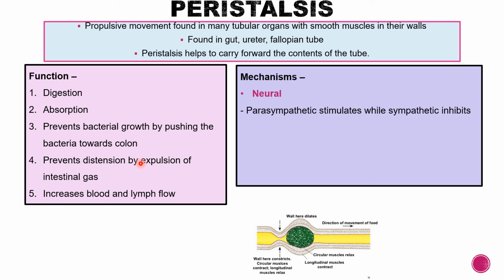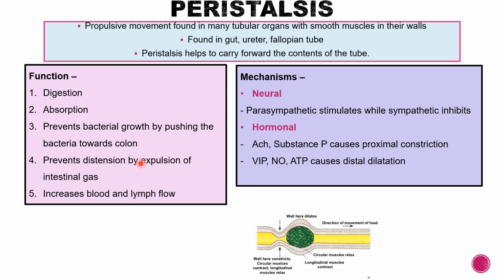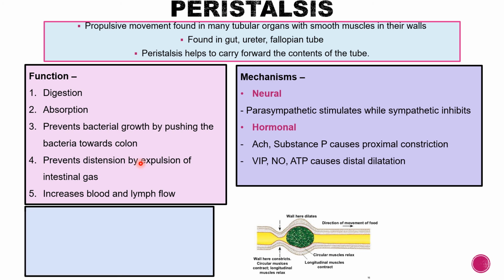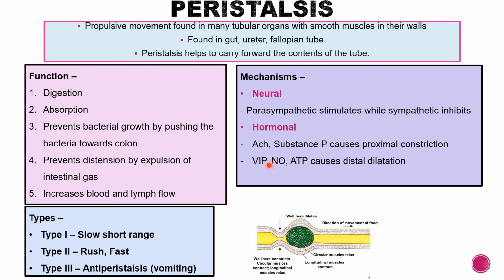Now, it's mediated by neural and hormonal mechanisms. So neural, as we know, is parasympathetic stimulates while sympathetic inhibits. And the hormones and mediators involved are acetylcholine, substance P, vasoactive intestinal peptide, nitric oxide, and ATP. The types of peristalsis are type 1, which is the short range peristalsis, type 2, which is the rush or fast peristalsis, and type 3, which is the anti-peristalsis or vomiting.